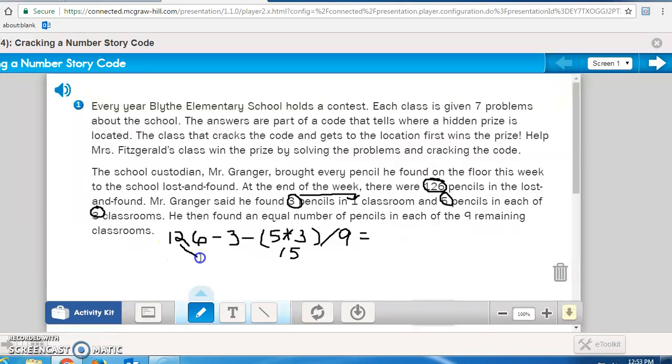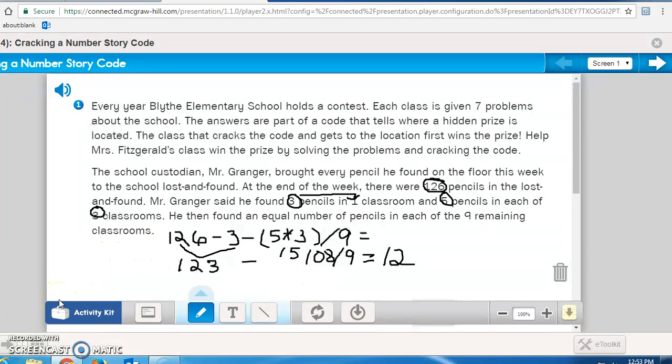Okay, so what's 126 minus 3? Well, that's 123. Now I'm going to subtract the 15, and I'm going to come up with 108. And now I finish this problem by dividing by 9. So 108 divided by 9 is 12. I just figured out that there were 9 pencils in each of the 9 remaining classrooms.